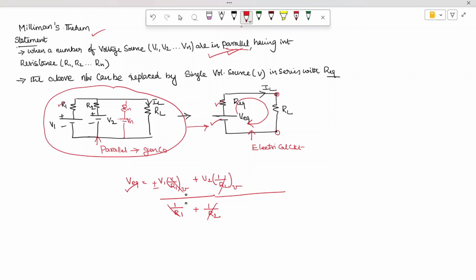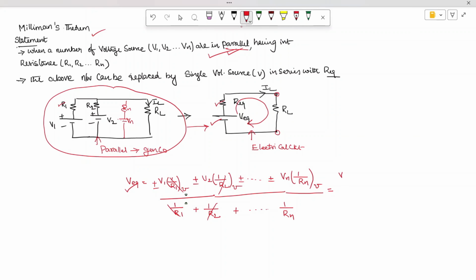Sometimes the polarity may change. And so on it will be continued, up to a generator generating a voltage Vn, into 1 by Rn, where the unit of 1 by Rn is mhos, divided by the sum of the 1 by R terms up to 1 by Rn. This formula you can write in one more way also, for your understanding.